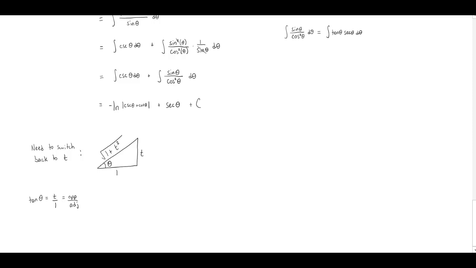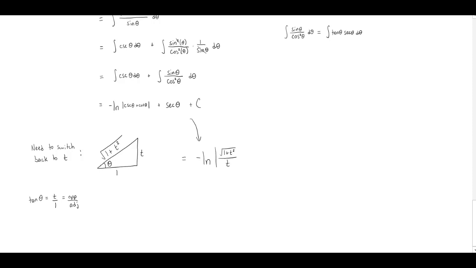Okay, so cosecant is the reciprocal of sine, so it should be the hypotenuse over the opposite, right? So the hypotenuse is the square root of 1 plus t squared. And then the opposite is t.